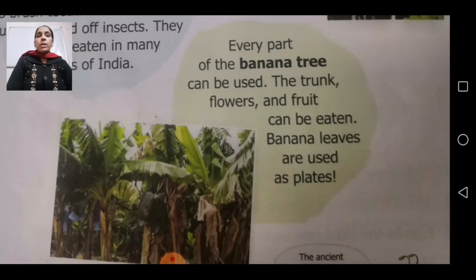Now, what does the trunk do? We'll cut out the trunk and then we can use it as furniture. The flower will convert into fruit, and then the fruit can be eaten. We can pluck it and keep it, and then we will ripen it and eat it. So banana leaves are used as plates.